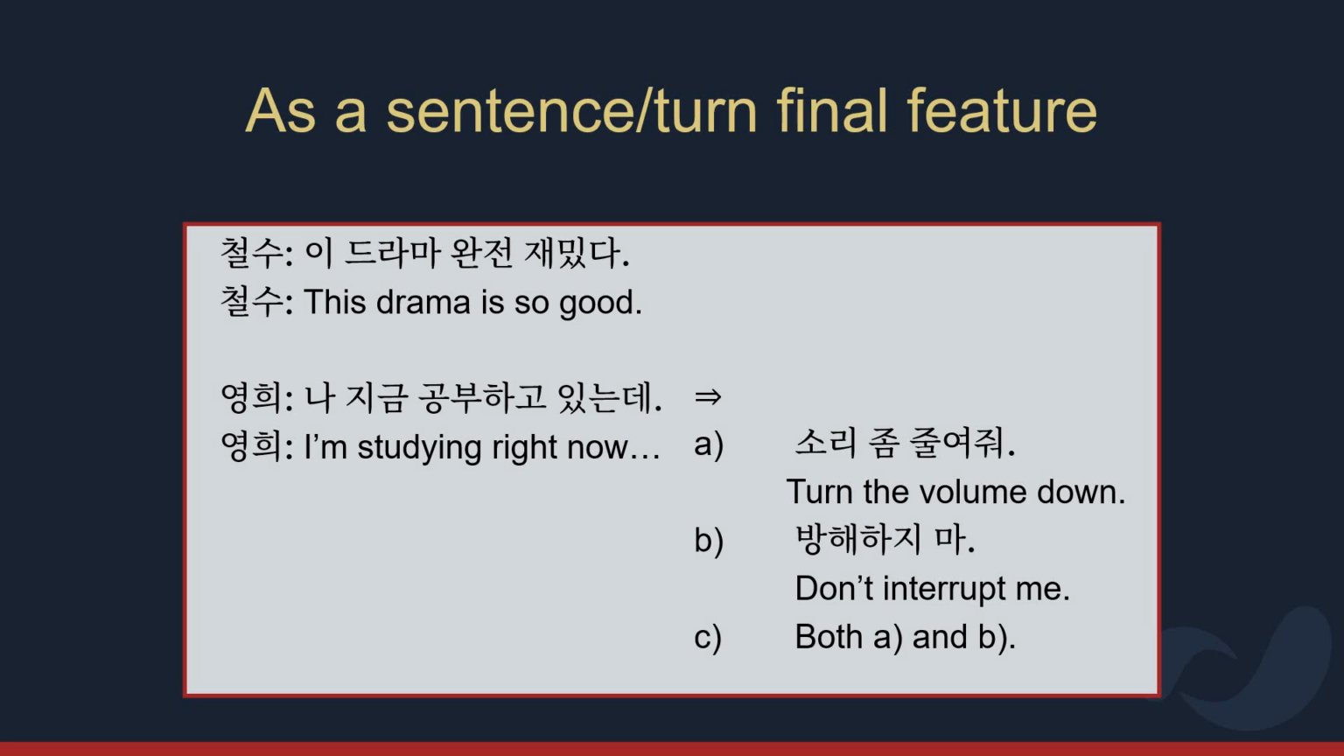For example, 이 드라마 완전 재밌다. 나 지금 공부하고 있는데. Here, Youngie is requesting something from Chosu. Rather than saying what she wants, she omits the second part of the sentence which would have the request in it, as in A, B, or both A and B.